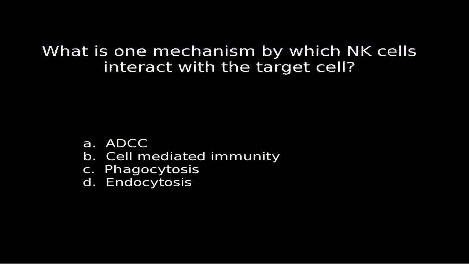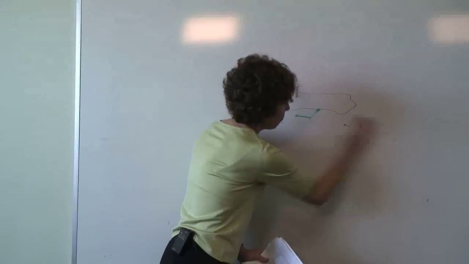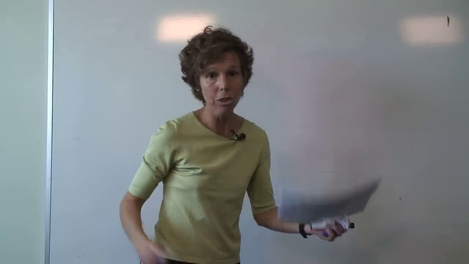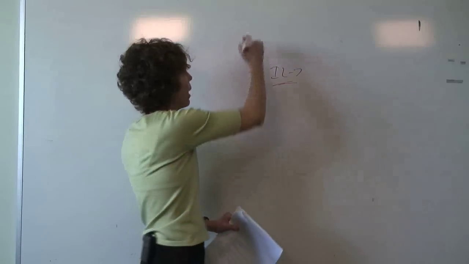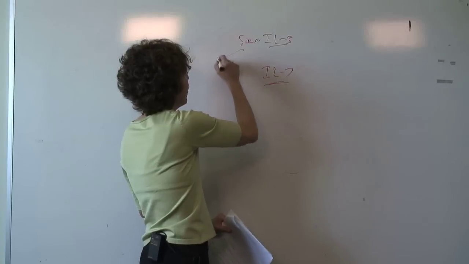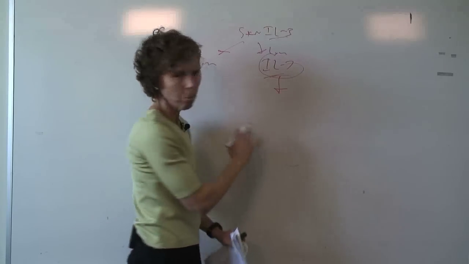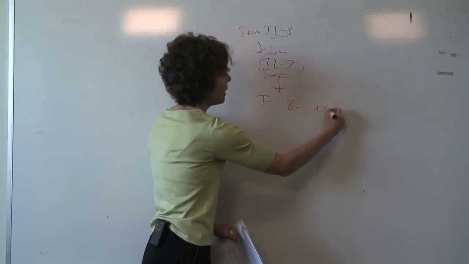Now, number three is, what is one mechanism by which NK cells interact with the target cell? Okay, so remember how we talked about IL-7, right? This is the growth factor. We have the stem cell up here. IL-3 is like Switzerland. It can go to myeloid or it can go to lymphoid. And IL-7 is going to produce T cells, B cells, or NK cells.